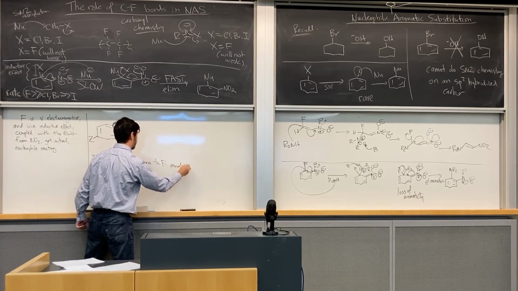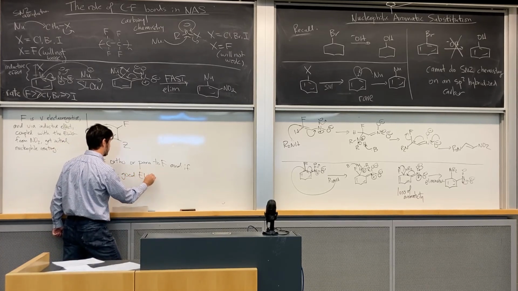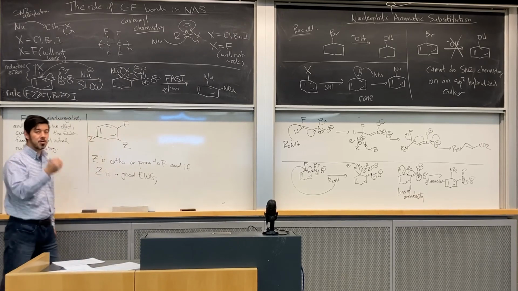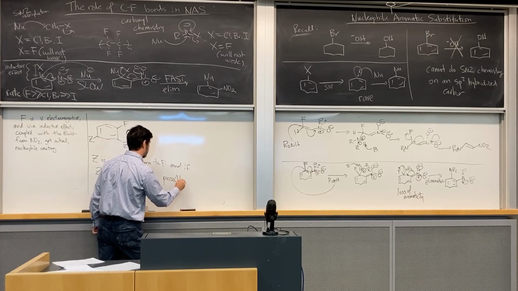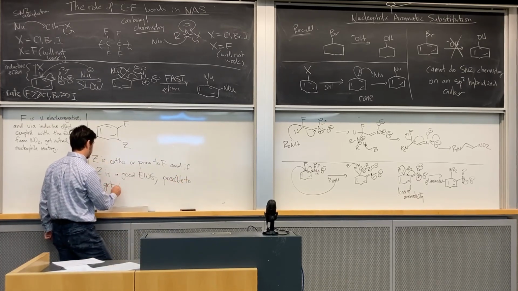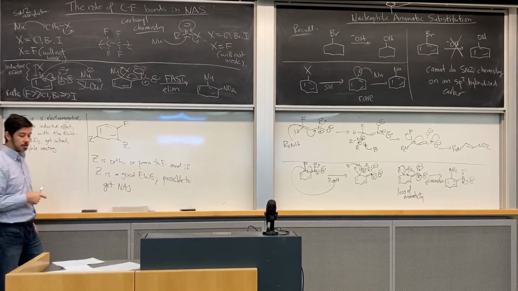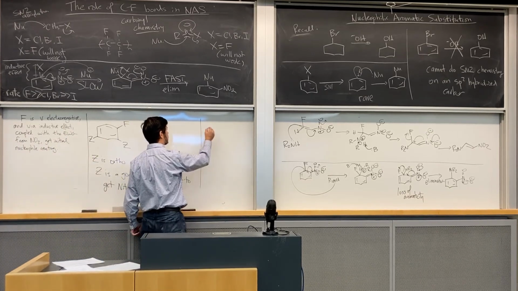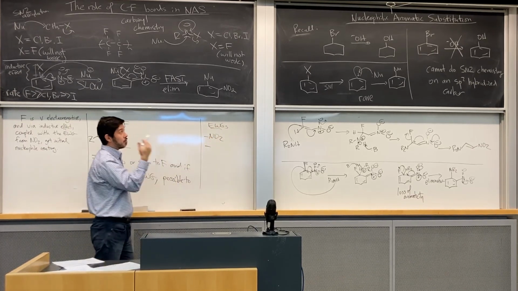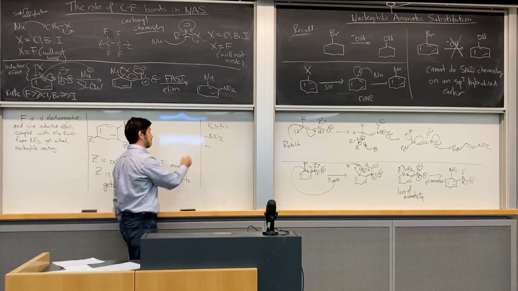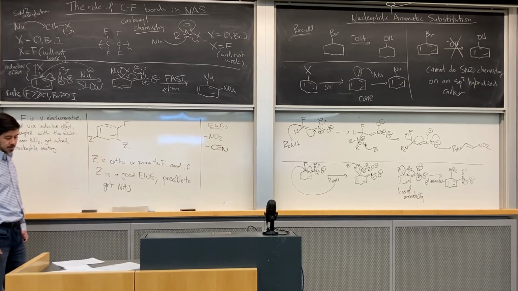And if Z is a good electron withdrawing group, it's possible to get that nucleophilic aromatic substitution. Okay, so what are some good examples of electron withdrawing groups? Well, we just saw the nitro group. Yeah, nitro group's good. We looked at the previous lecture, the nitrile group, right? The nitrile group. So nitro, nitrile. Those have slightly different pronunciations.